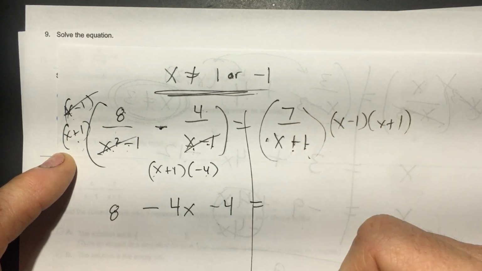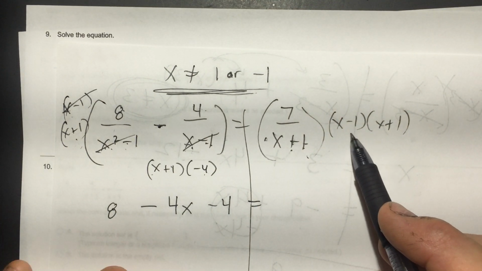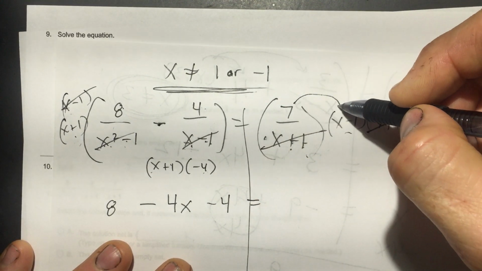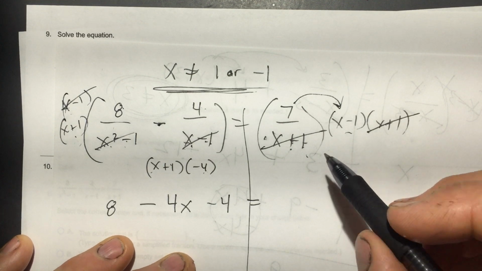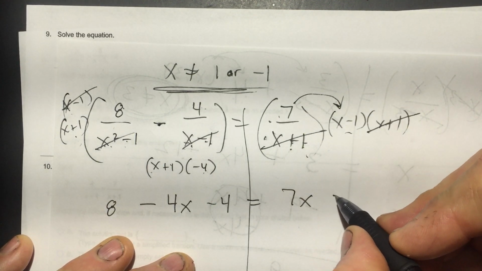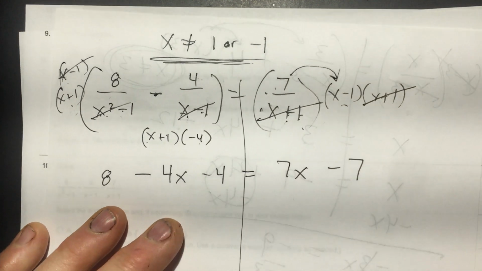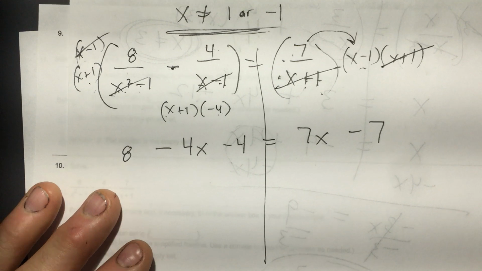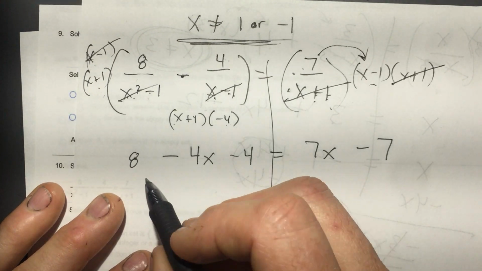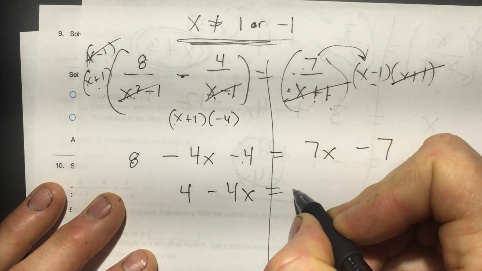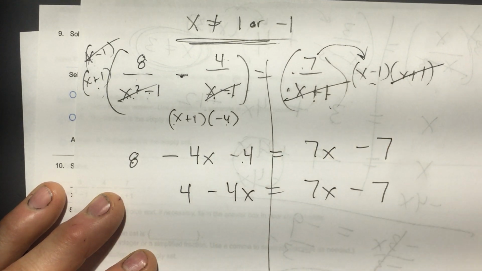Equals. There's my equals. Now over here on this side, when I multiply, these cancel. So I have 7 times x plus x minus 1. So 7 times x is 7x. 7 times negative 1 is negative 7. All right, so there we go. And now look, there's no denominators at all. We got rid of all of them. All right, so we can add our like terms. 8 plus negative 4 would be 4 minus 4x equals 7x minus 7.